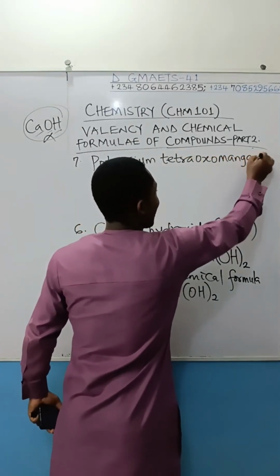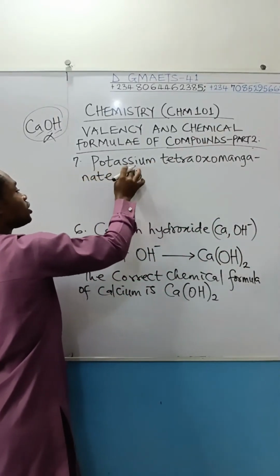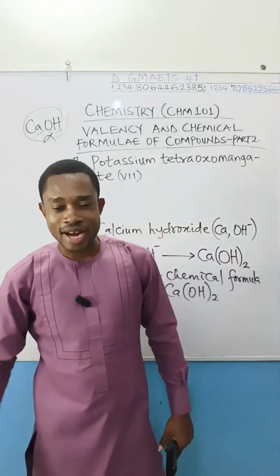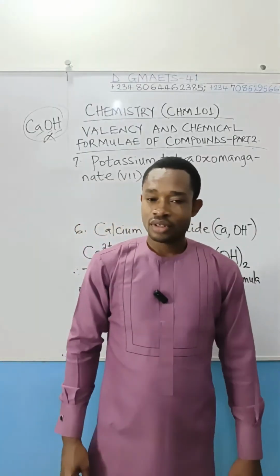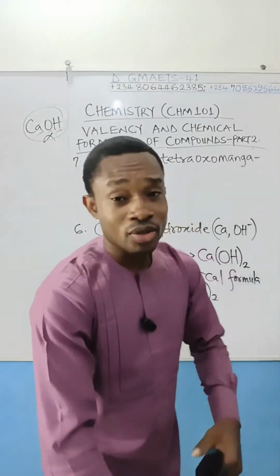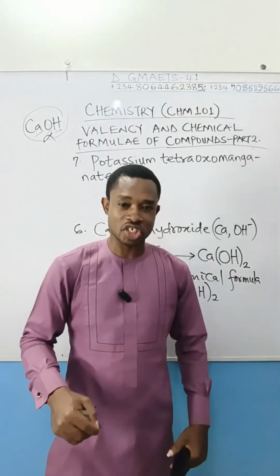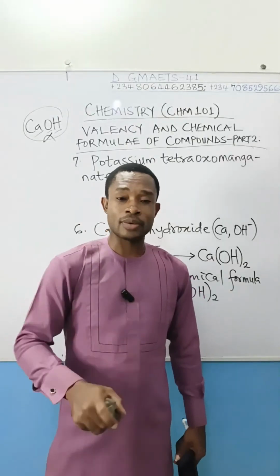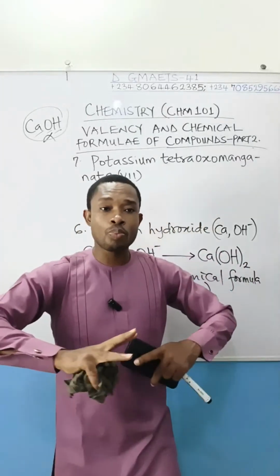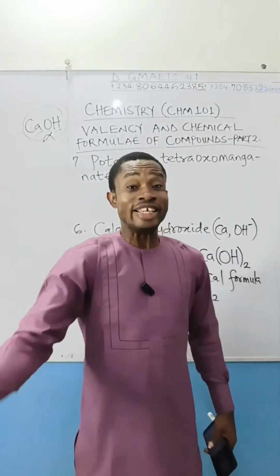Tetraoxomanganate 7. You see all these numbers: sulfate 6, carbonate 4, now manganate 7, nitrate 5. Of course, in the next class, we are going to learn how those numbers came about, because you should know how to calculate the oxidation number of elements in a compound. And once you know how to calculate oxidation numbers of elements in a compound, it will open your eyes to that topic called redox reaction in chemistry.